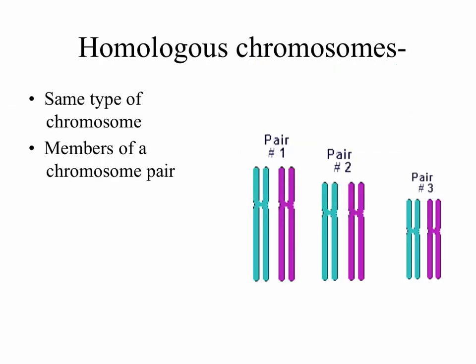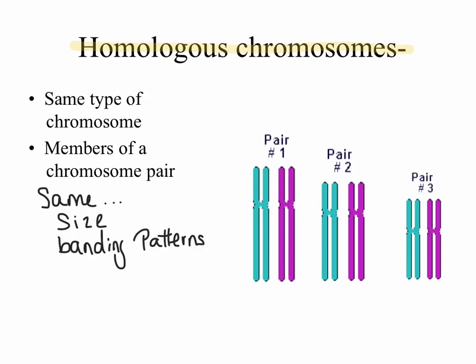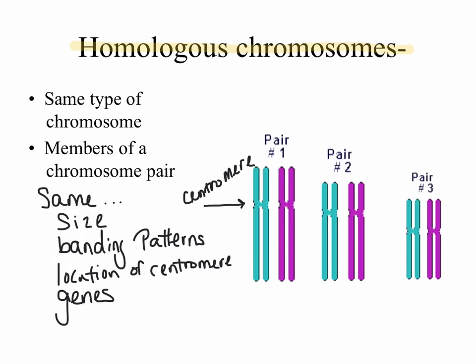When we talk about chromosomes of the same type, we are talking about homologous chromosomes. These homologous chromosomes are the same size, have the same banding patterns, and have the centromere in the same location. They're not only the same in structure, but they also have the same genes.